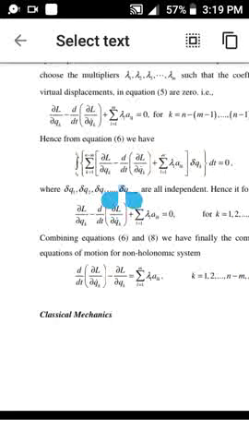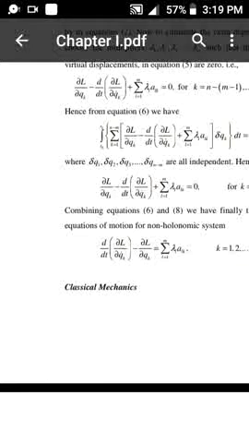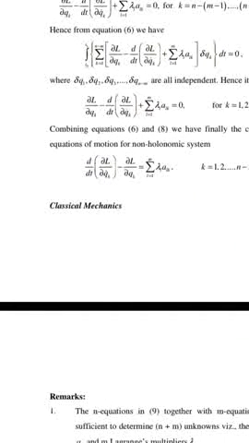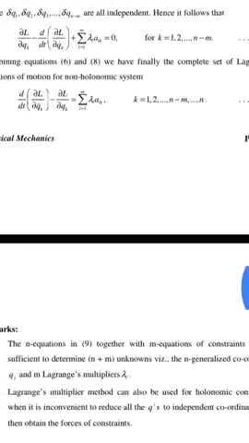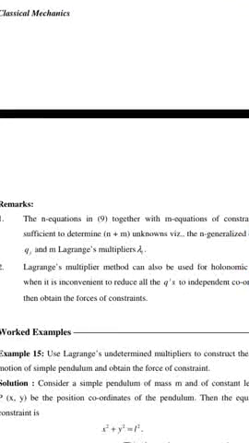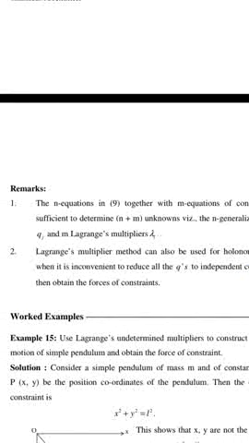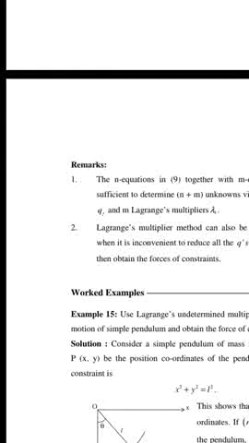Therefore, where delta q_1, delta q_2, up to delta q_n are all independent, it follows that dL by dq_k minus d by dt of dL by dq_k dot plus lambda_l a_lk is equal to 0. Combining these equations, d by dt of dL by dq_k dot minus dL by dq_k is equal to lambda_l a_lk, and this is the required equation. Thus, there are some remarks. The n equations together with the m equations of constraint are sufficient to determine the n plus m unknowns: the n generalized coordinates q_j and the Lagrangian multipliers.